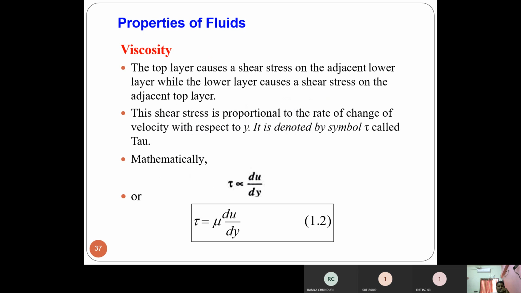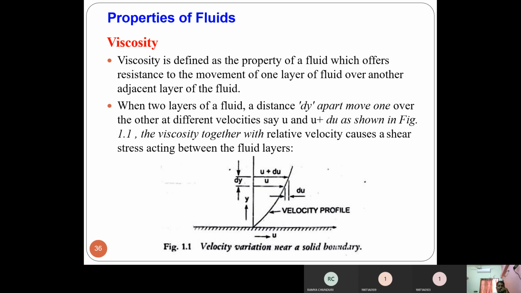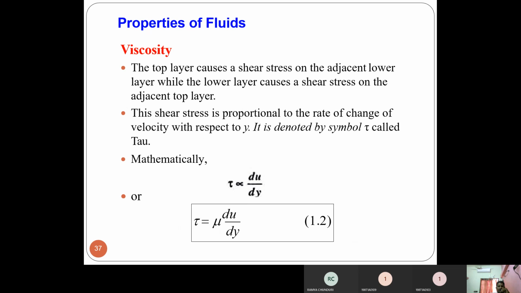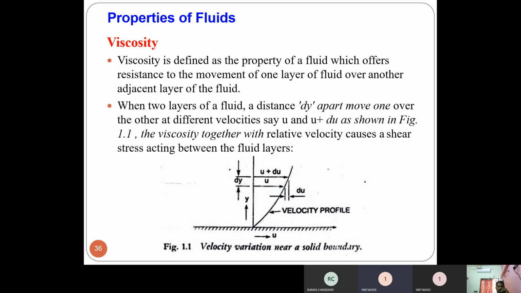One thing. Are you seeing the figure? Hello. Yes, sir. Leelavani, are you hearing? Ramya, are you hearing? Yes, sir.